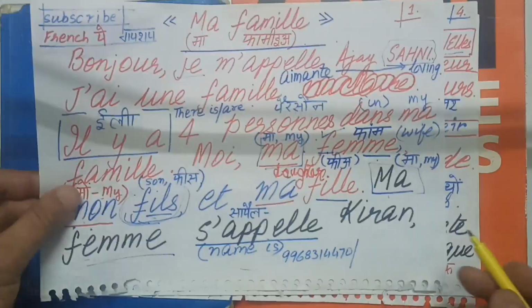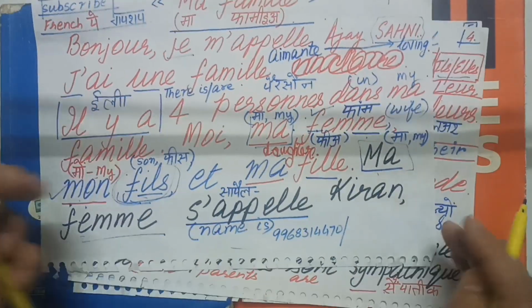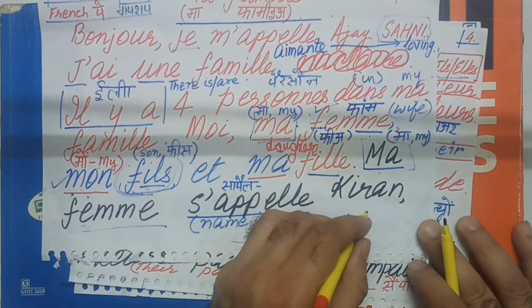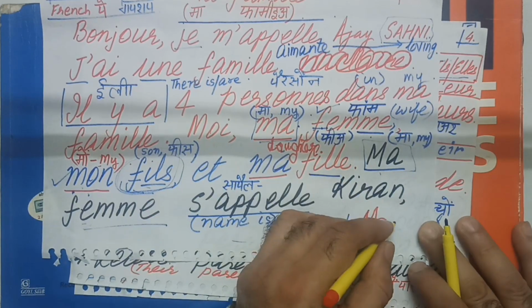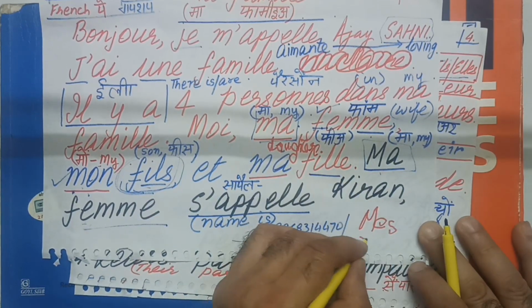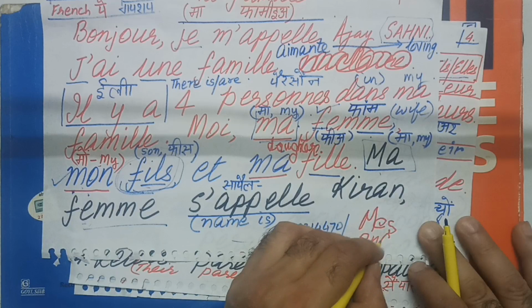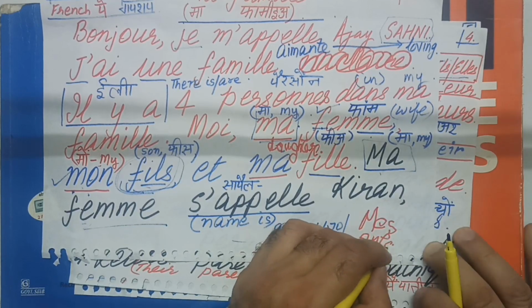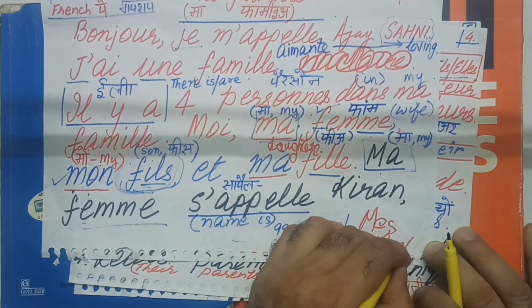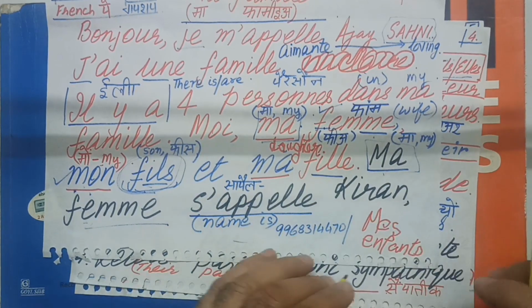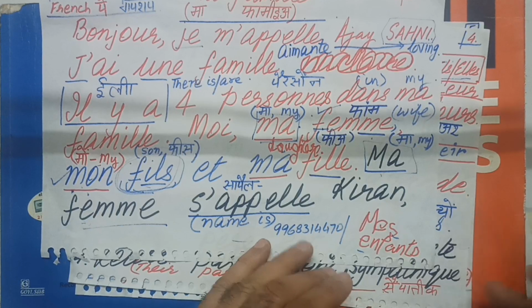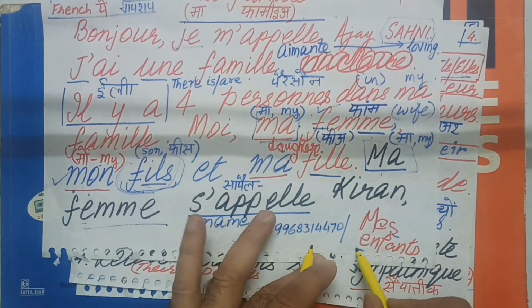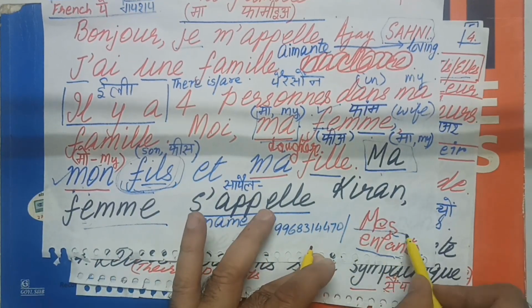Now if I want to say my son and daughter, so I will use... suppose I want to say my children, so I'll use mes enfants. Like mes, it will connect with the e, so I'll say mes enfants. Now this is plural, isn't it, so therefore I will use mes.